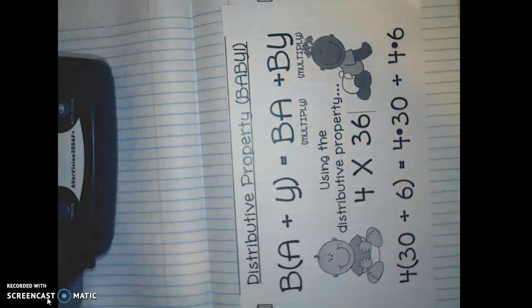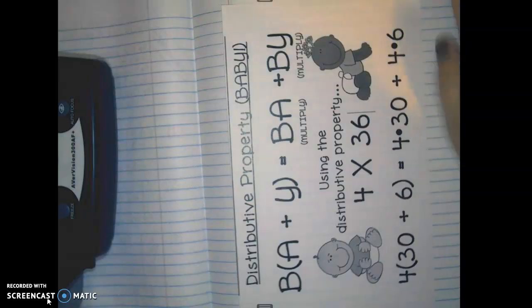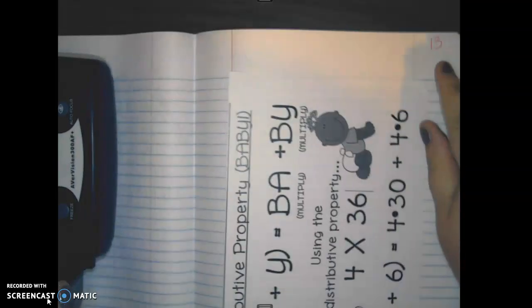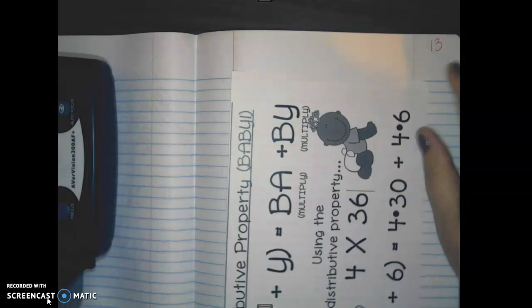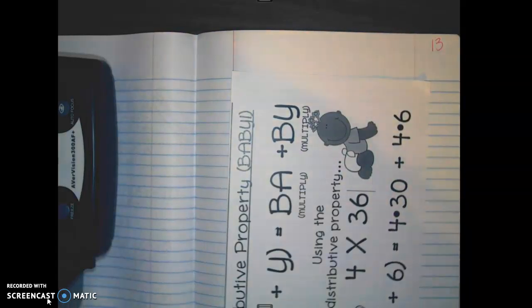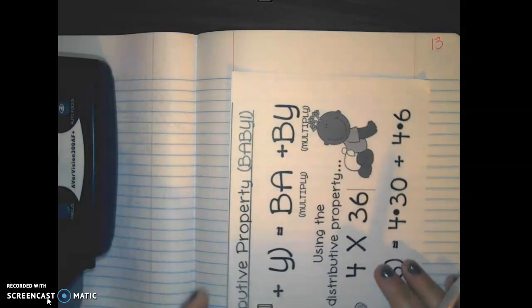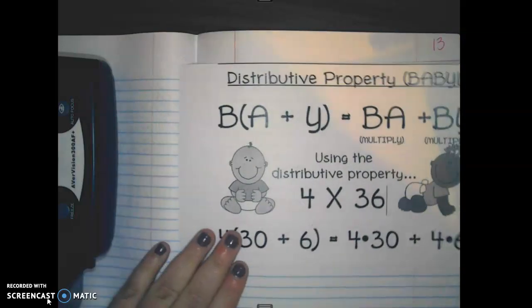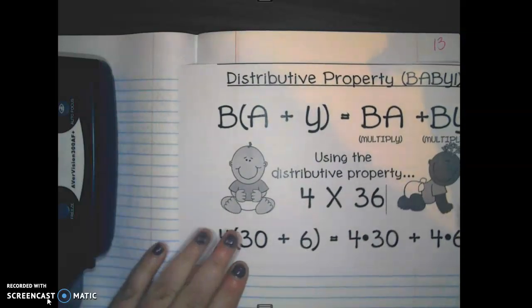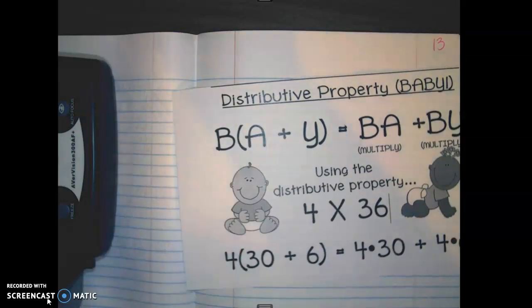So today we're going to look at something called the distributive property. And this is going to be on page 13 of our journal. Page 13. Alright, so this is the handout the class is getting. Of course, you're welcome to print it out if you would like to, but if not, that's perfectly fine. We're going to write it anyways.